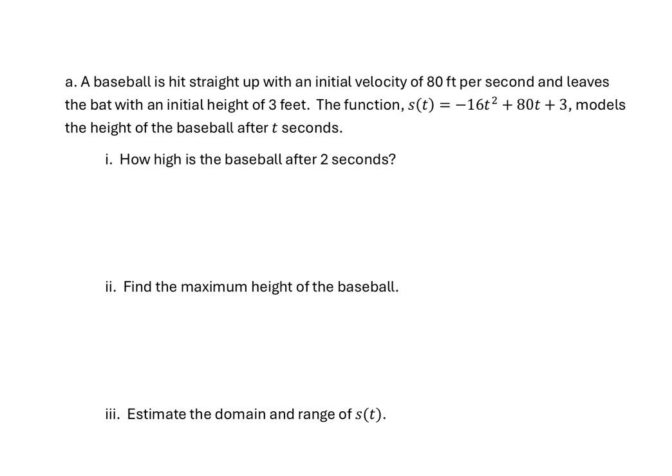All right, so let's go ahead and start with example A. Example A, we have a baseball is hit straight up with an initial velocity of 80 feet per second and leaves the bat with an initial height of 3 feet. The function s of t equals negative 16t squared plus 80t plus 3 models the height of the baseball after t seconds.